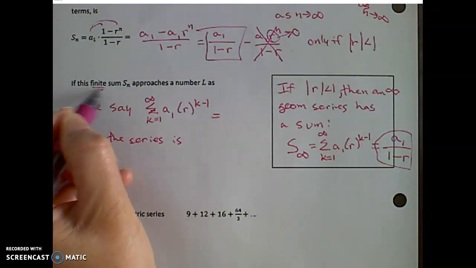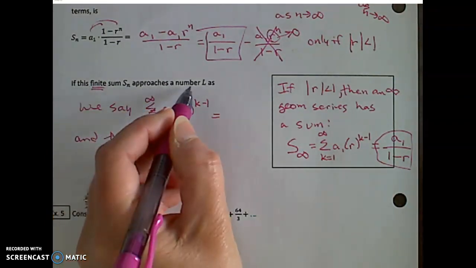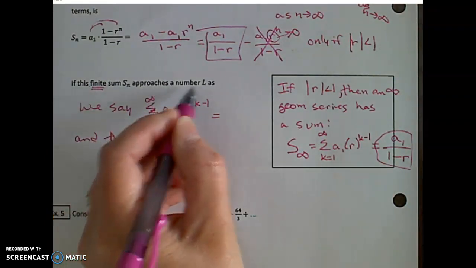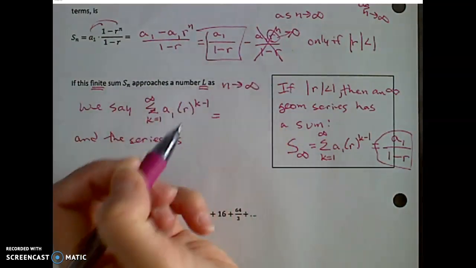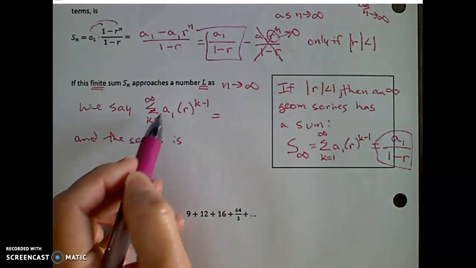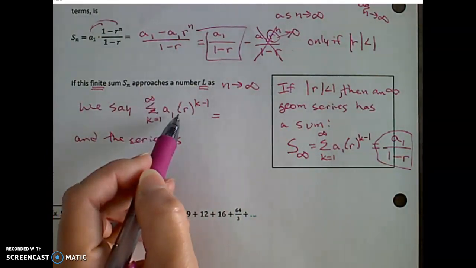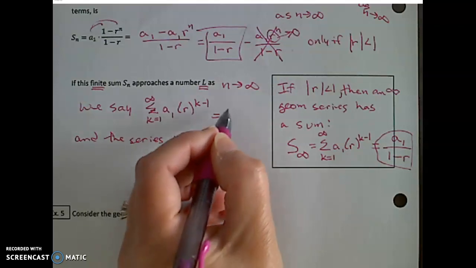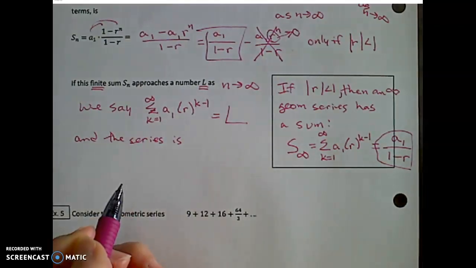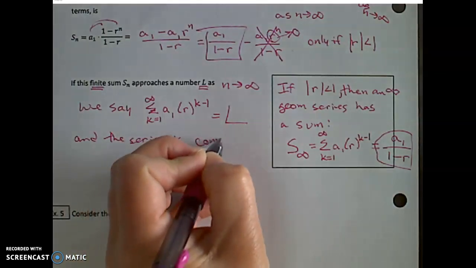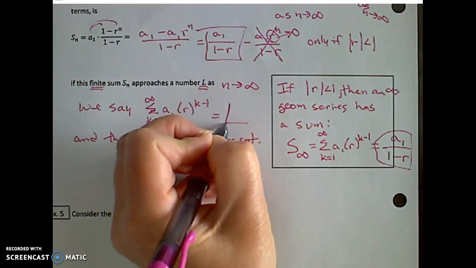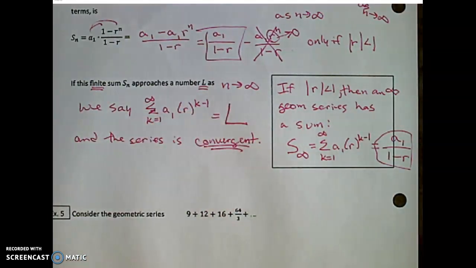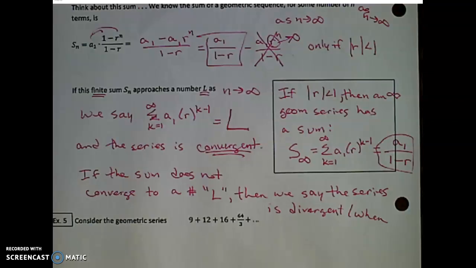If there is a finite sum as a number approaches a number L, as n approaches infinity, then we say that the infinite geometric series will actually equal a number L, and we say that the series is convergent. If it actually converges on a sum, that number is L, and we say the series converges.